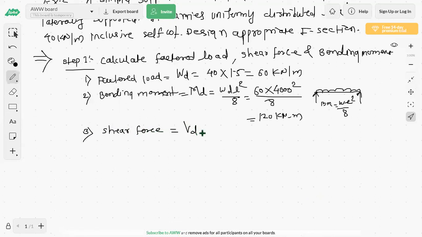So VD, the design shear force, along with the design bending moment and design load. VD is calculated as WD L by 2. So WD is 60 into L, L is 4000, divided by 2. So tell me, is this answer in kilonewton?